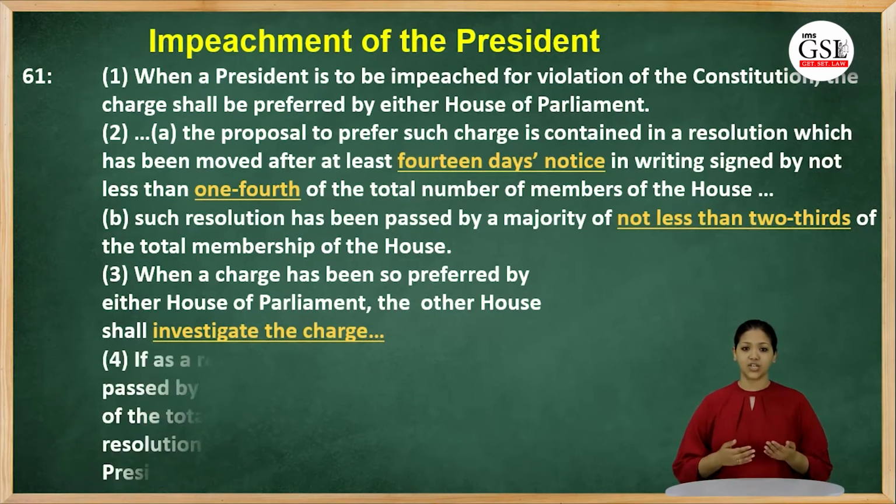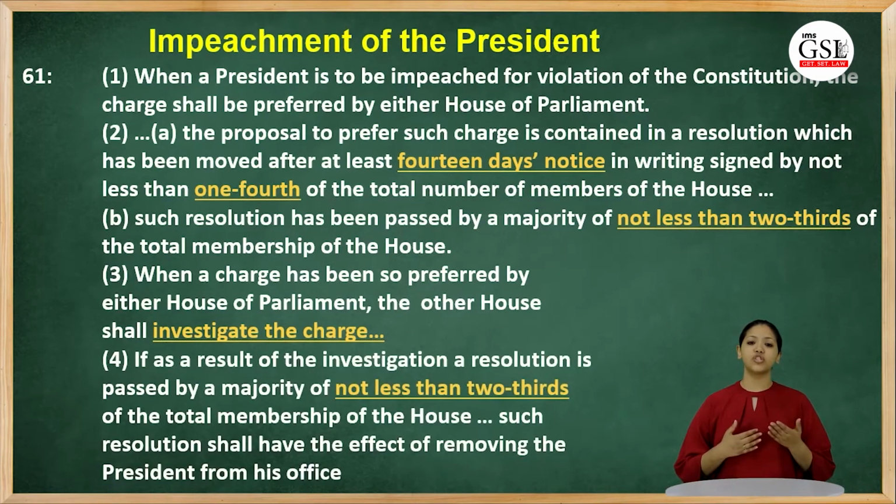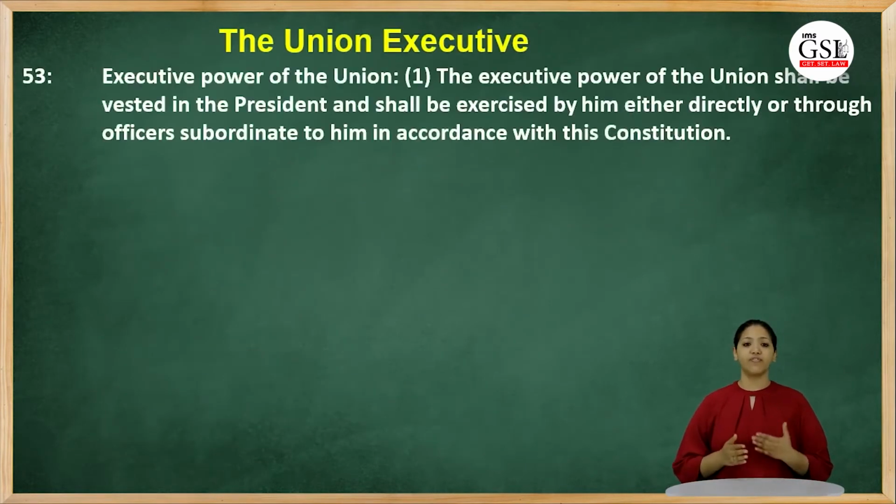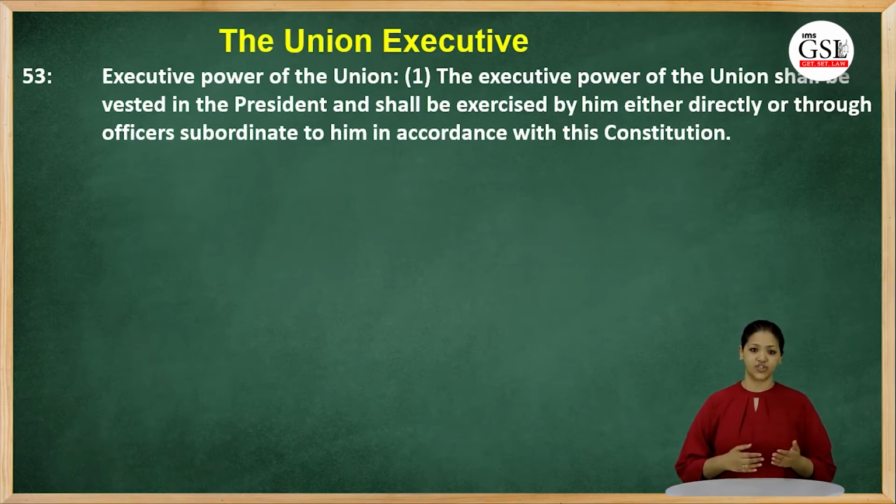After the investigation, the House to which the resolution is preferred shall vote, and if a two-thirds majority of the House believe that the resolution is valid and sustains the same, the President shall stand impeached. Article 53 vests the executive power of the Union in the President, who shall exercise it directly or through his subordinates. In accordance with the Constitution of India, the executive power of the government means the power to execute all laws that are passed by the legislature.